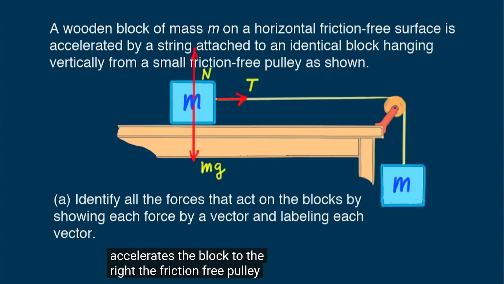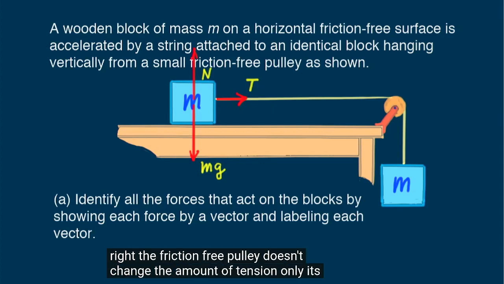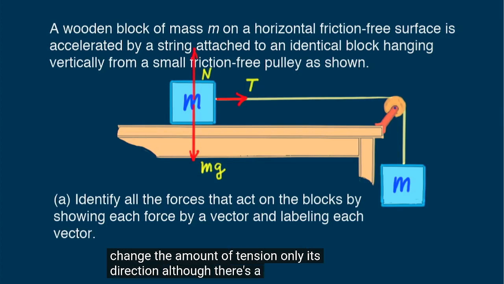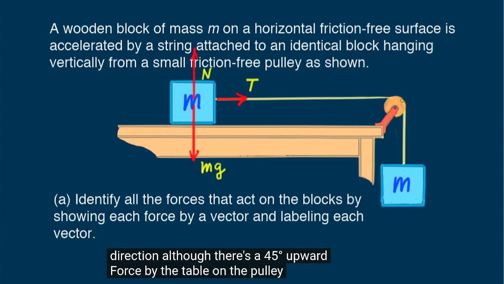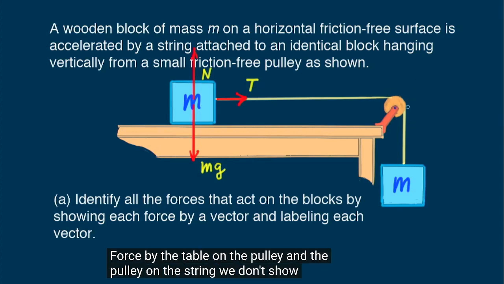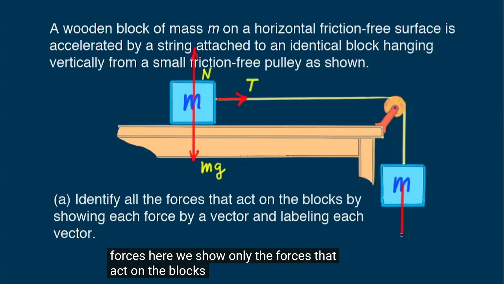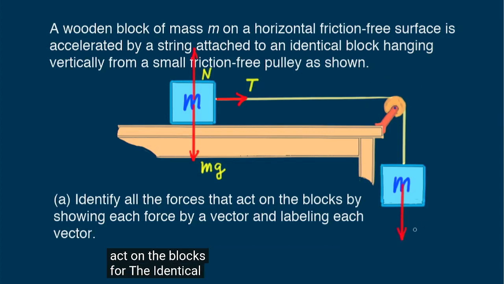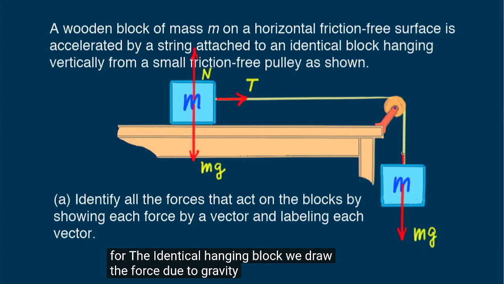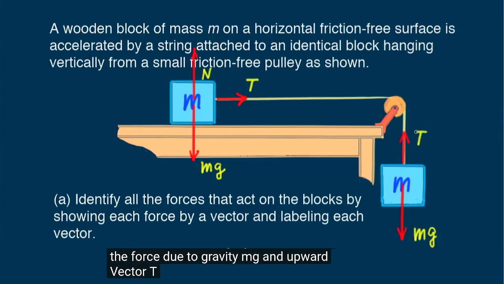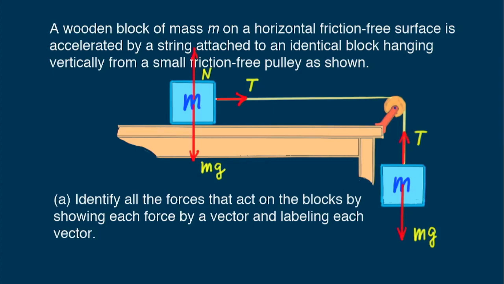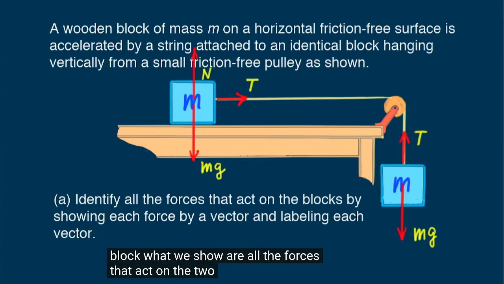The friction-free pulley doesn't change the amount of tension, only its direction. Although there's a 45-degree upward force by the table on the pulley and the pulley on the string, we don't show those forces here. We show only the forces that act on the blocks. For the identical hanging block, we draw the force due to gravity, mg, and upward vector T, of the same magnitude as vector T at the other end of the string pulling the sliding block. What we show are all the forces that act on the two blocks.